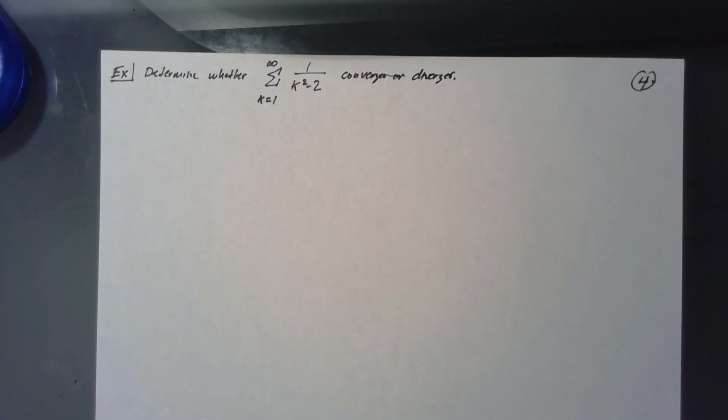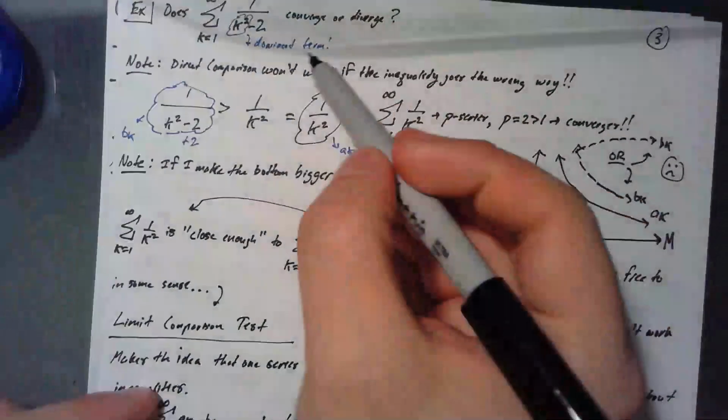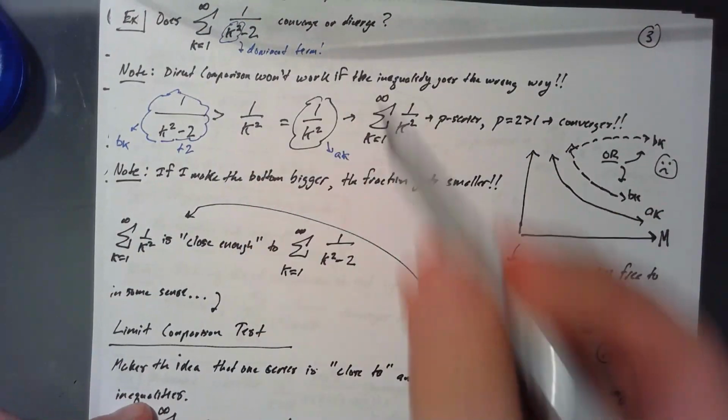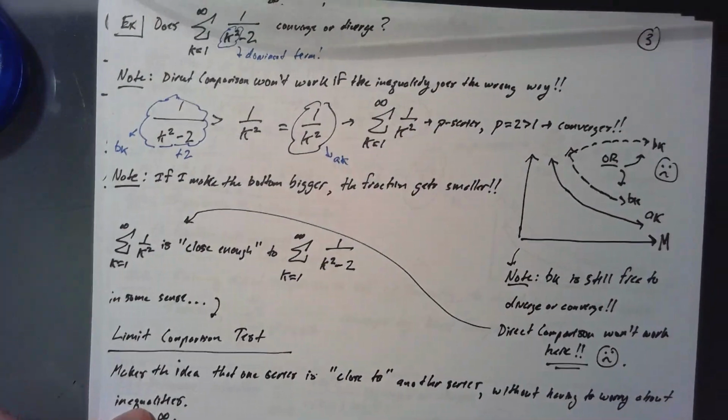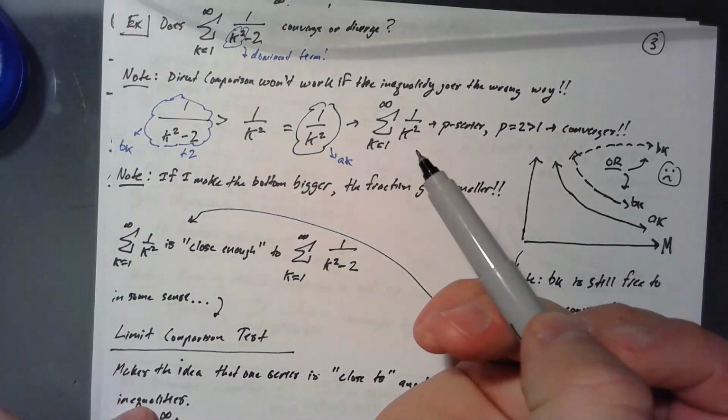This is just the one we did, right? But we couldn't... well, this is the one we started, right? We tried to do this one with direct comparison, but it didn't work. Well, let's revisit it now with limit comparison.